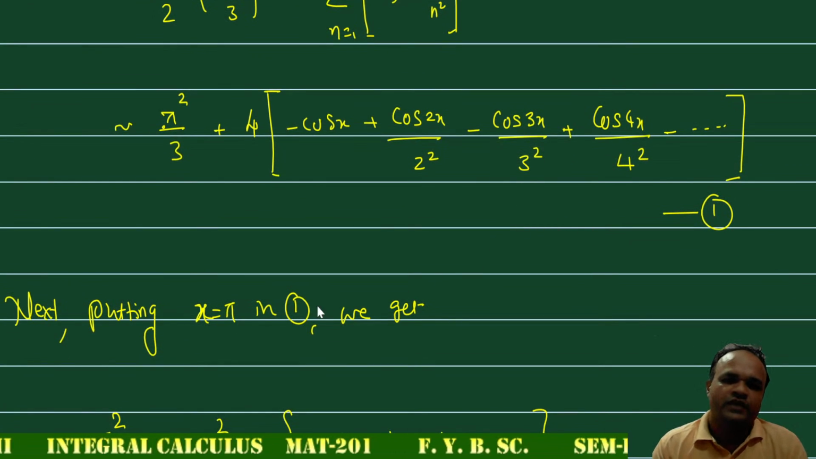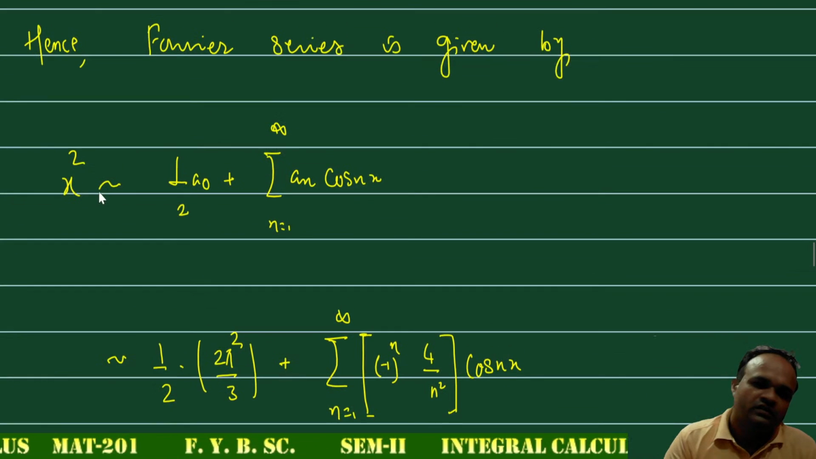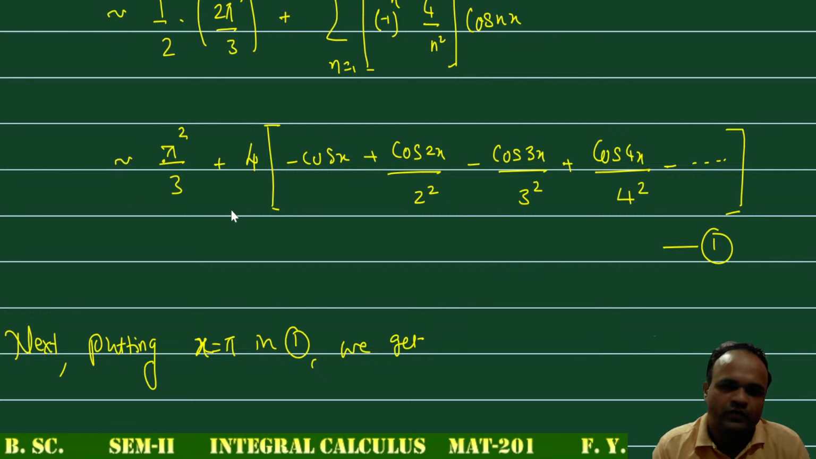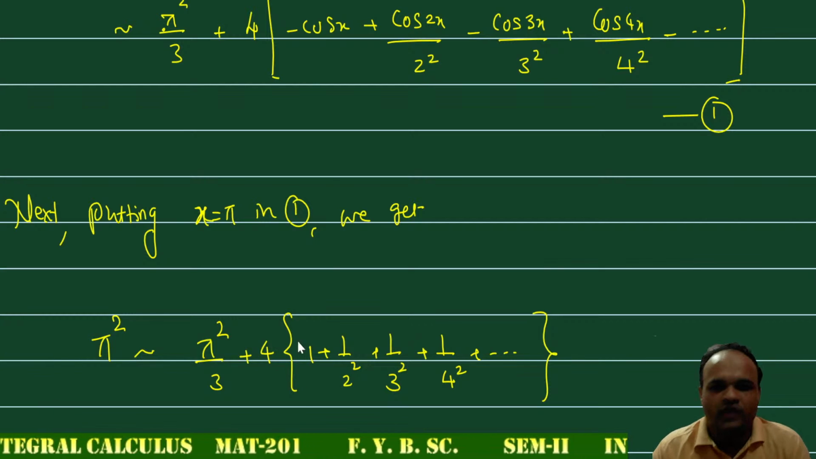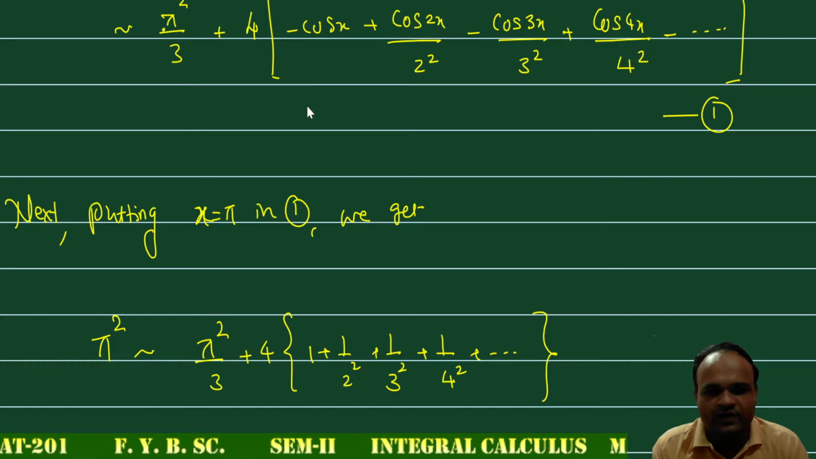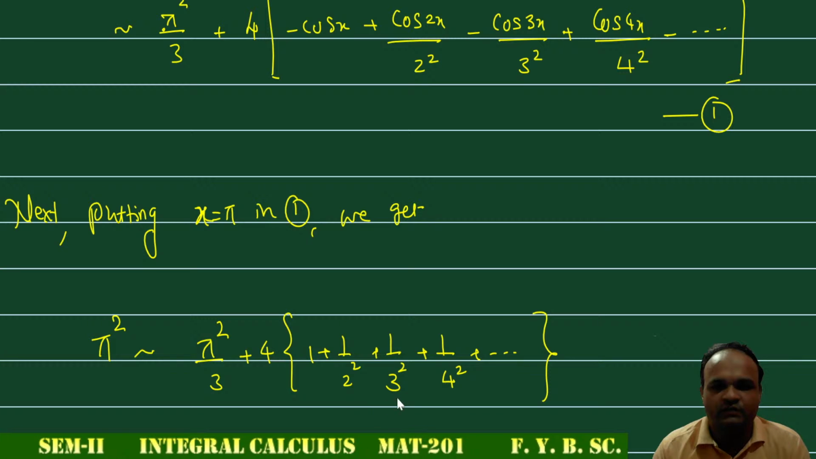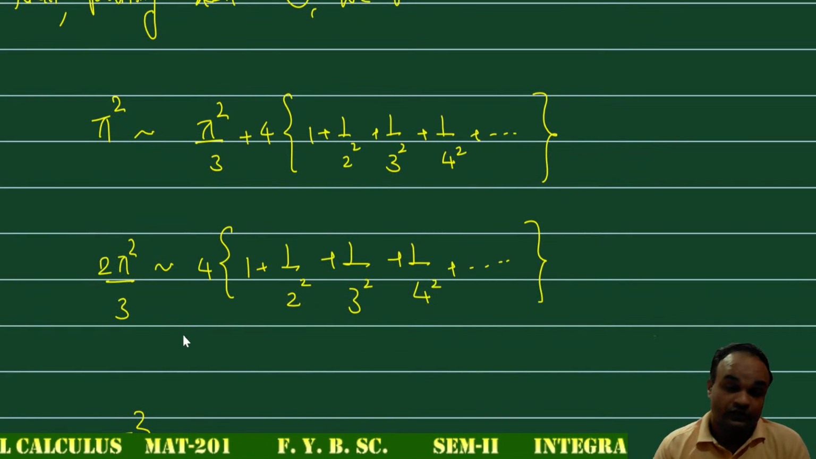Next, putting x equal to pi in equation number 1, the left hand side will be pi square, which will be equal to pi square upon 3 plus 4 times minus cos pi. Cos pi is minus 1, so minus minus is plus 1. Again 1 plus 1 upon 2 square plus 1 upon 3 square plus, and it goes to infinity.